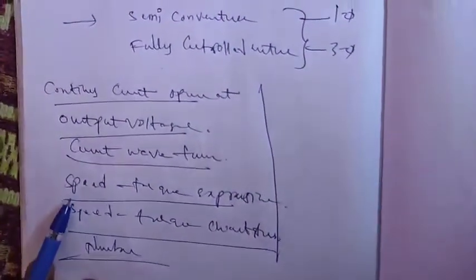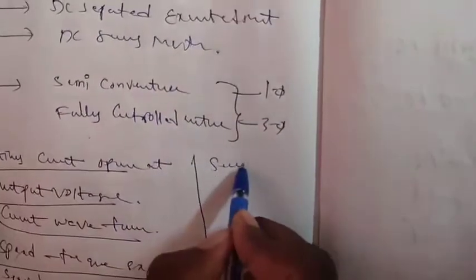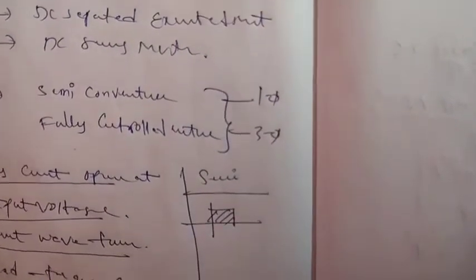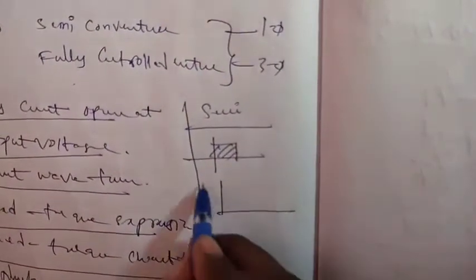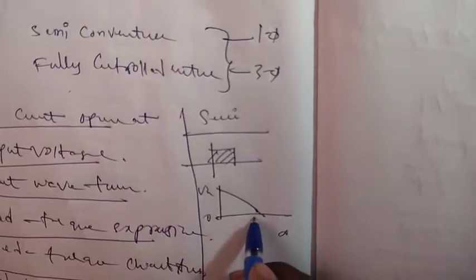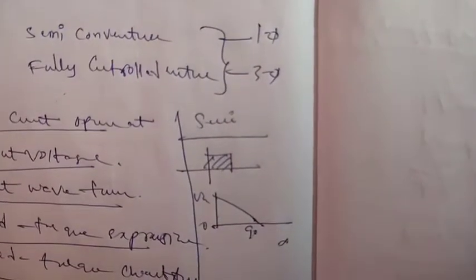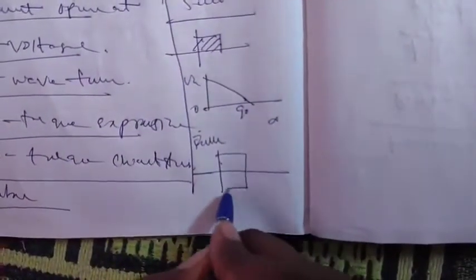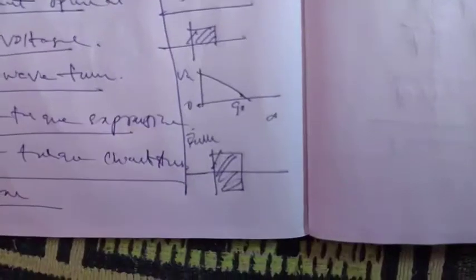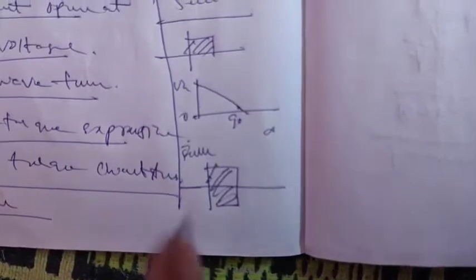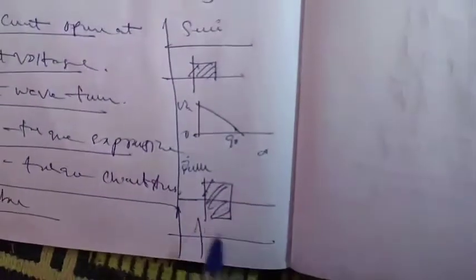So finally we can conclude the first unit. Semi converter operates in a single quadrant only, so its Va versus alpha characteristic is only one quadrant, that is from 0 to 90 degrees. The fully controlled converter operates in two quadrants, that is the first and fourth quadrant, that is forward motoring and reverse braking.